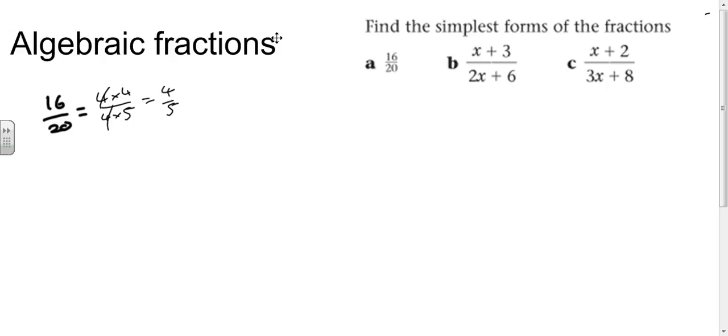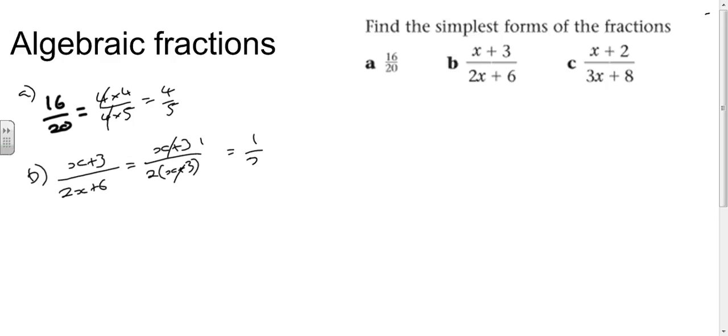So if we use the same process for part B as we did for part A, we can rewrite x plus 3 over 2x plus 6 as x plus 3 on the top. There's no way we can simplify that, but we can have the bottom as 2 times x plus 3. Now we can cancel the top from the bottom. If we cancel the top and there's nothing left, we leave a 1 on the top. So that simplifies down to 1 over 2.